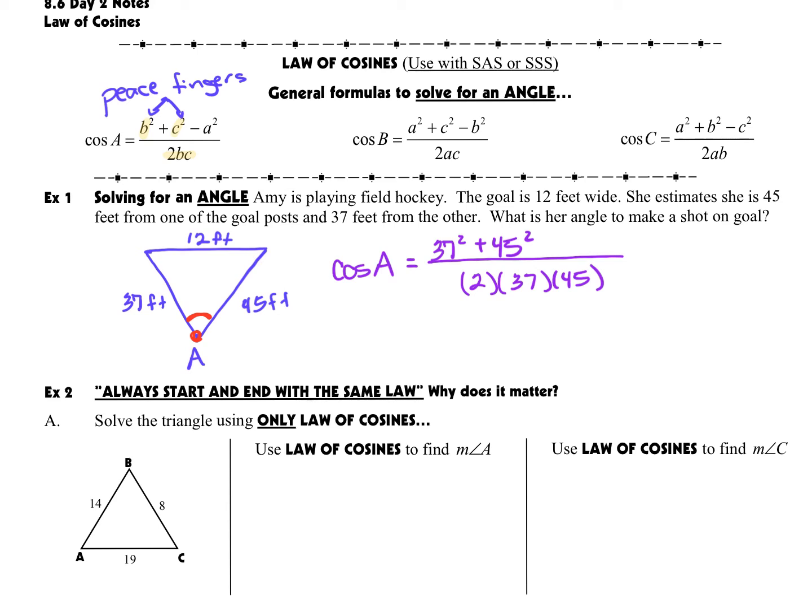Now, the last thing we're going to do is we're going to say, hey, we never did anything with this third side. It's across from the angle that we want, and we're going to subtract that square. Okay? Now, when you type this in your calculator, here's what I would do. So if you've got your calculator there at home, I want you to type this along with me. And what you're going to do is you are going to type in this whole numerator, 37 squared plus 45 squared minus 12 squared, and then press enter.